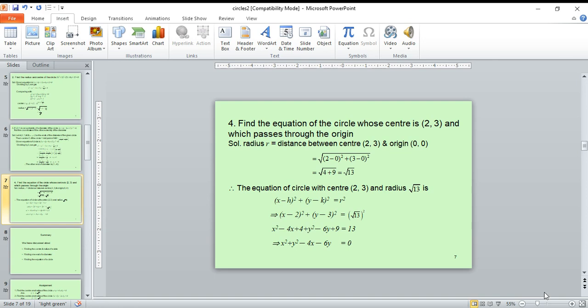The center is given and r is not given, but one clue is given. The circle passes through the origin, so the origin is a point on the circle. The distance between the origin and the center is the radius. Radius is equal to the distance between the center and the origin. Center 2 comma 3 and origin 0 comma 0. The distance between 2 points is under root of x1 minus x2 whole square plus y1 minus y2 whole square.